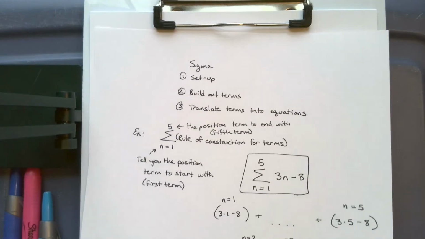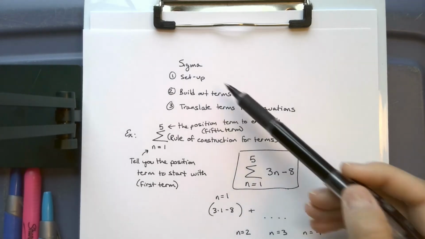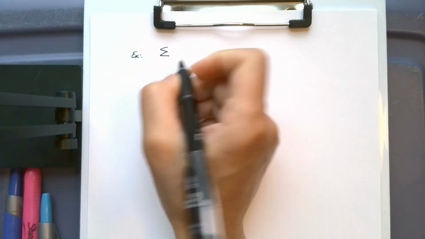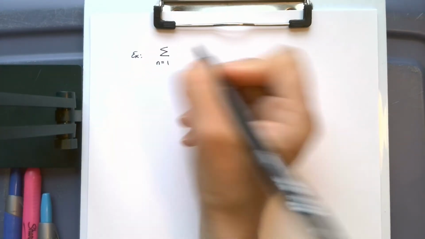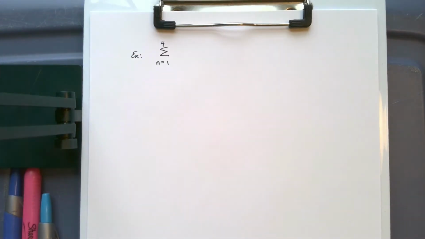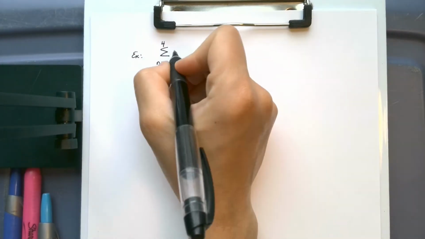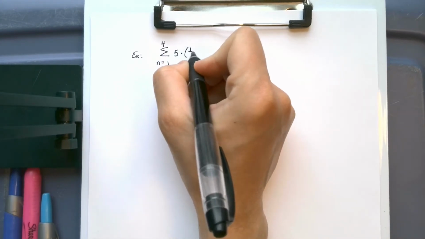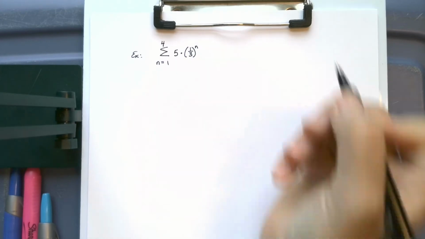Alright, so we're going to go ahead and pick back up again where we left off. I already did some setup and I already built out some terms. So we're going to look at a bit more of a higher level sigma problem. We're going to begin with the first term again, and go up only to the fourth term here. And I think I'm going to do 5 times 1/3 to the n.